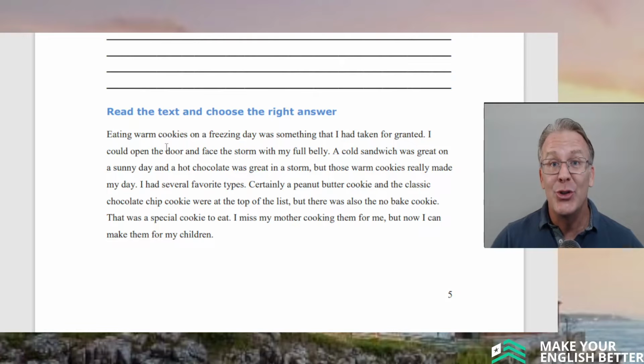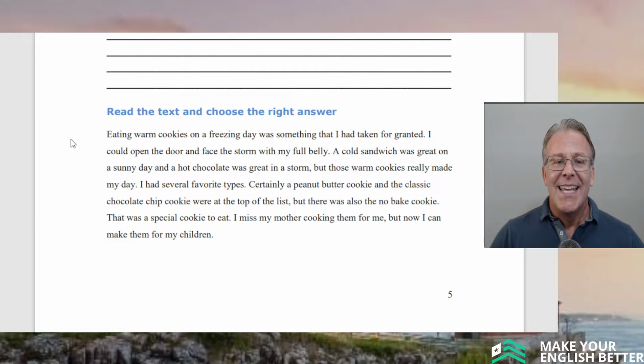Here is a story. Let me read the story one time. You need to read the story too, and then you will answer some questions below, all right? And this story is true, by the way. Read the text and choose the right answer.